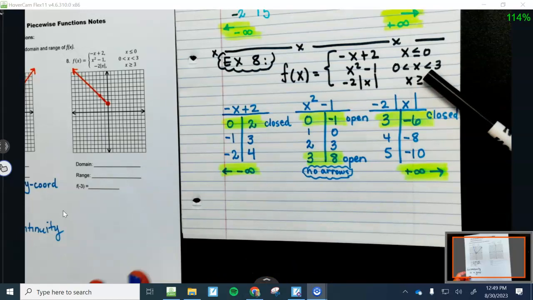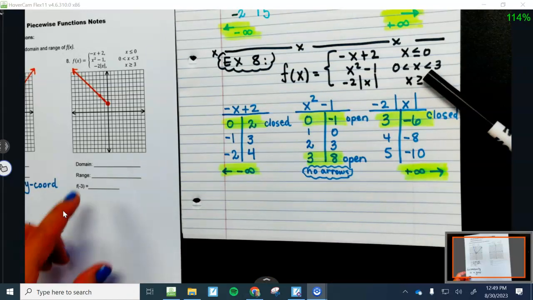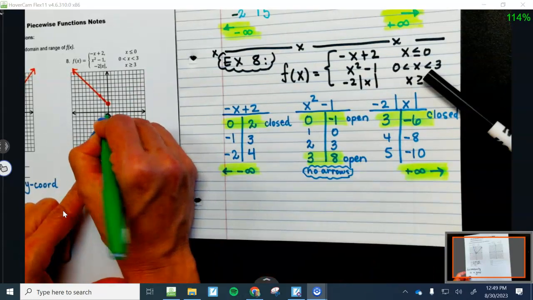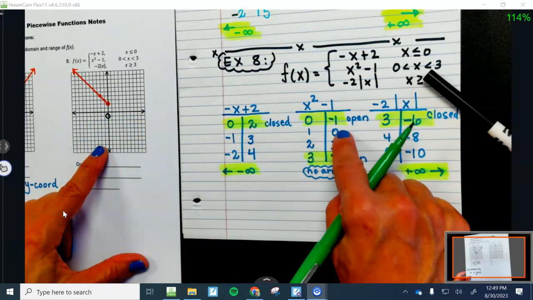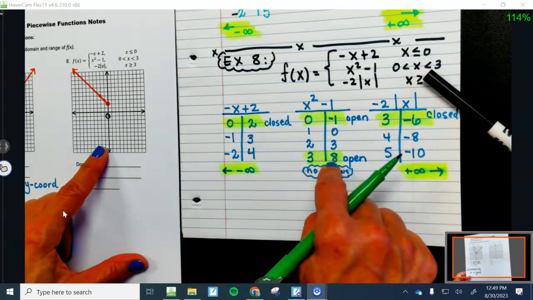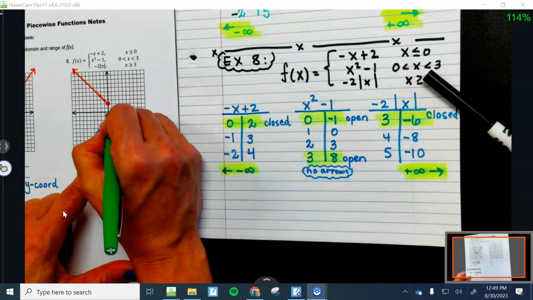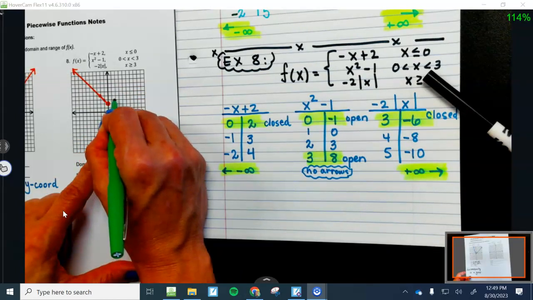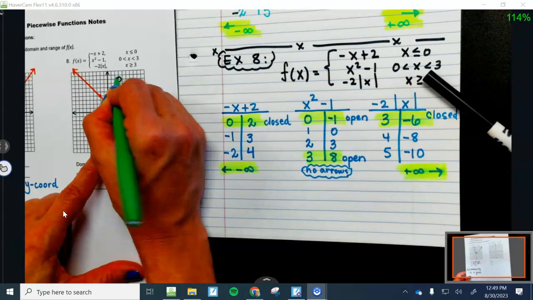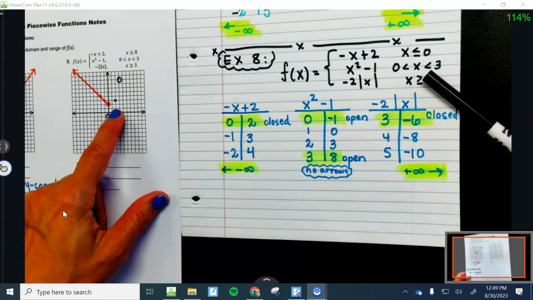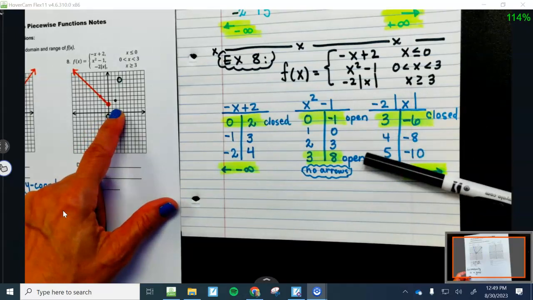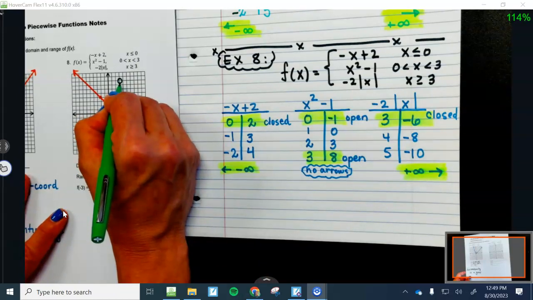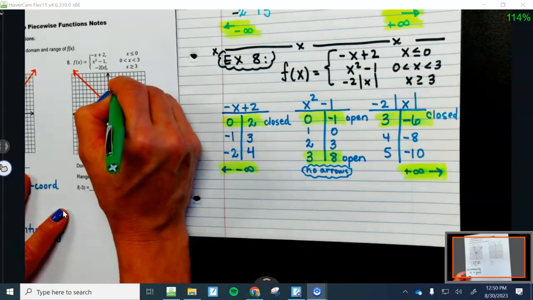All right, so let's talk about this middle piece here. So we know that it's going to start with an open circle at 0, -1. And we're going to plot these middle points with closed circles. Don't forget 3, 8 is an open circle. So 1, 0, +2, +3. And then remember, this last one here is going to be an open circle. And guys, we know it's a parabola, so just sketch the curve the best you can.